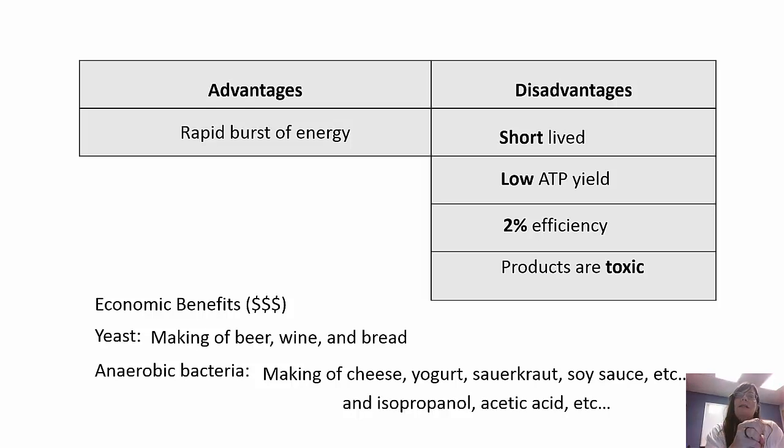So you need to know for your test, advantages of anaerobic are that rapid burst of energy. Disadvantages are it's short-lived. You do not get a lot of ATP, so it's not very efficient. And the products are toxic. Lactic acid and ethanol are both toxic. Economically speaking, yeast, we can make beer, wine, and bread, as I said earlier. Anaerobic bacteria can make cheese, yogurt, sauerkraut, acetic acid, isopropanol, a lot of things. So economically speaking, we can benefit from anaerobic fermentation.